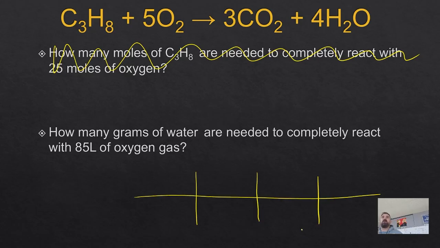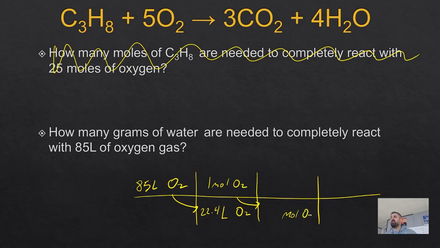What is our given information for this equation here? 85 liters of oxygen gas. Now, what unit goes in this box down here? Liters of O2. What number goes in front of liters every time? 22.4. How many moles is that? 1 mole of O2. Good. Now, what goes down here? It's going to be moles of O2. It's not going to be 1 mole of O2. It's just going to be moles of O2.